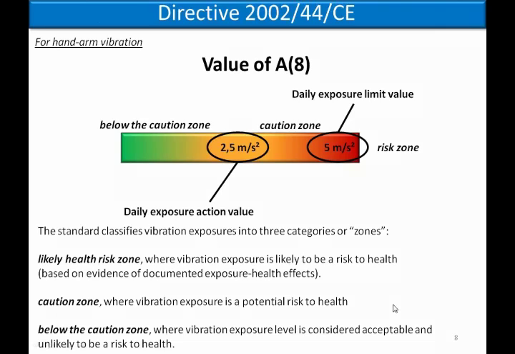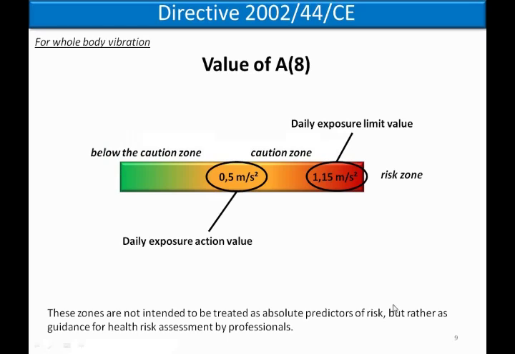Concerning the hand-arm, the daily exposure limit value is 5 meters per square second. From 2.5 to 5 meters per square second, it is the caution zone. Concerning the whole body vibration, this corresponds to the vibration exposure localized on the pedals and on the saddle. The daily exposure limit value is 1.15 meters per second squared.